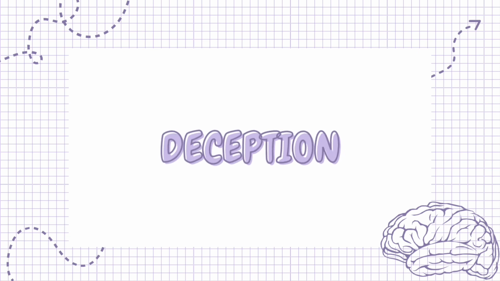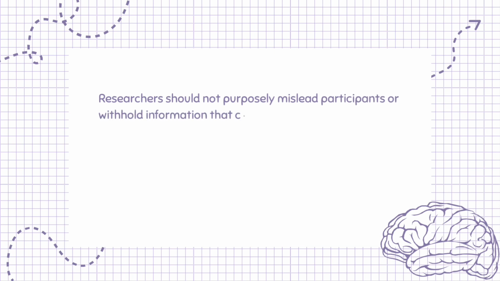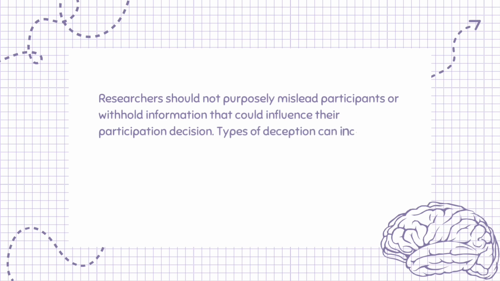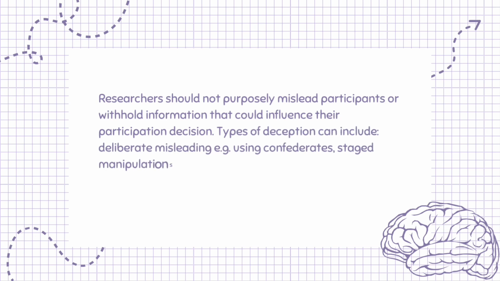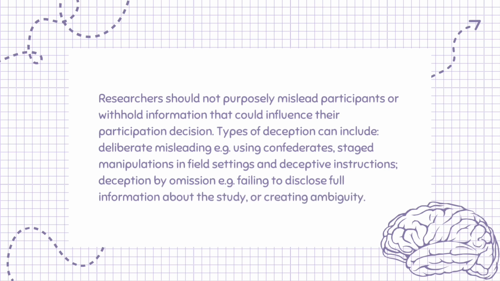Deception. Researchers should not purposely mislead participants or withhold information that could influence their participation decision. Types of deception can include deliberate misleading, e.g. using confederates, staged manipulations in field settings and deceptive instructions, deception by omission, e.g. failing to disclose full information about the study, or creating ambiguity.